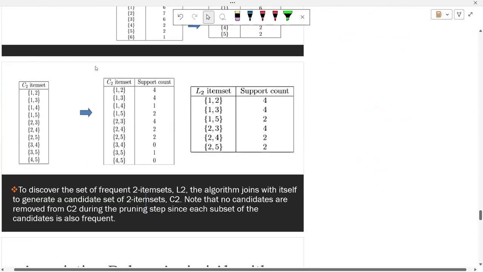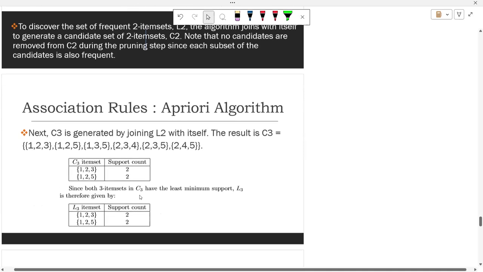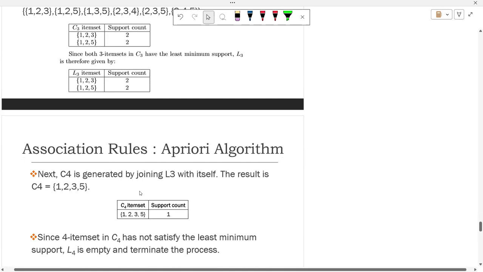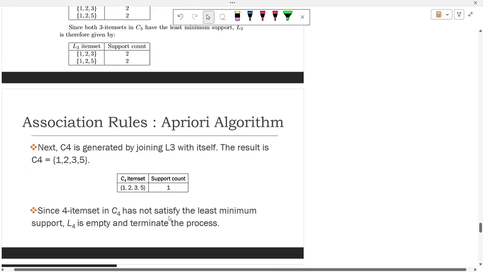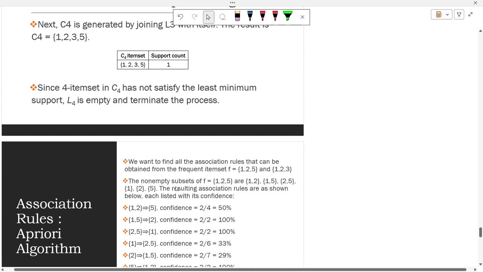So how we are generating the 2 item set, right? From 2 item set, I need to generate the frequent item set. By using the frequent item set, I can generate 3 item set. So I explain everything. So here for the 4 item set, the support count is 1. It is less than the minimum support count. So we can terminate the process here, right?